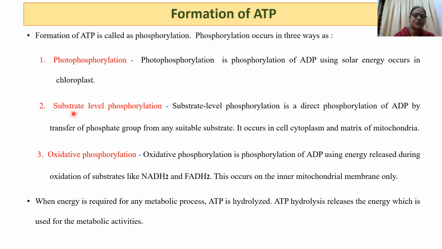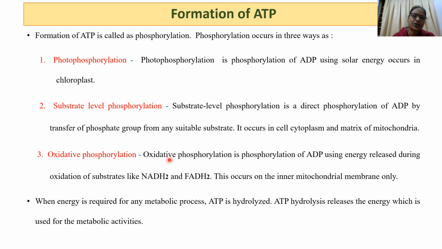Now, substrate level phosphorylation is the type of ATP synthesis where a phosphate is directly added to ADP from any suitable substrate. From the substrate, the phosphate is released. That released phosphate is used by ADP and ATPs are produced. That is called substrate level phosphorylation. It occurs in the cytoplasm as well as the mitochondrial matrix.